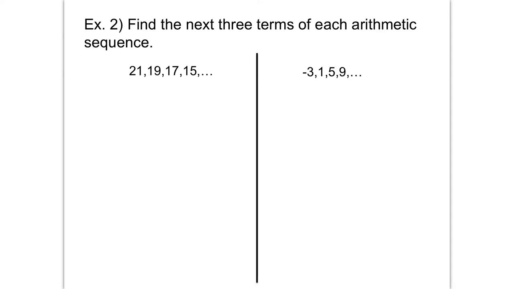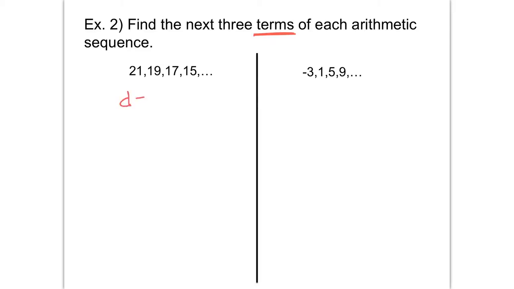All right, so here it says find the next 3 terms of each arithmetic sequence. What that means is you just keep going to find the next term, or the next 3 terms. I'm going to underline that so we know that we're looking for the next 3 terms. We have the first sequence, 21, 19, 17, 15. So we have 1, 2, 3, 4. That means I'm looking for the 5th term, the 6th term, and the 7th term. So 3 more numbers. It keeps going. This is infinite.